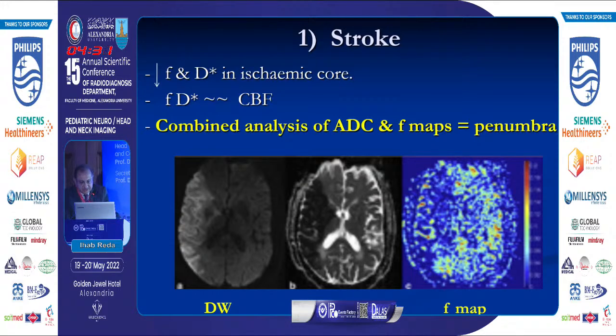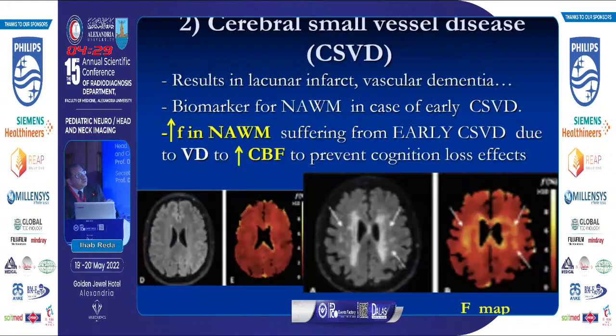Again, without contrast administration. Also, in cerebral small vessel disease, which will end by lacunar infarct and vascular dementia, there is suffering white matter. The white matter is suffering, and as an autoregulation manner for this white matter, there is vasodilatation resulting in increased cerebral blood flow to prevent cognitive loss. This increase in cerebral blood flow will be translated by increased perfusion.